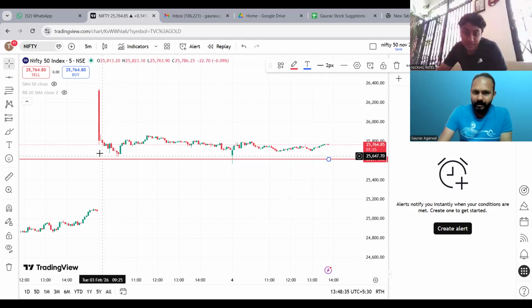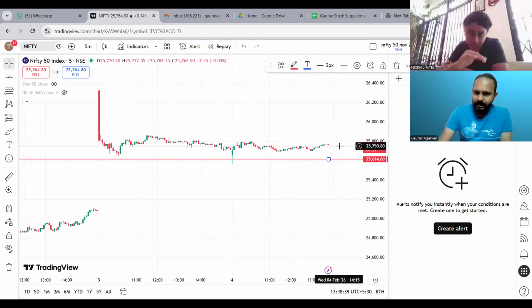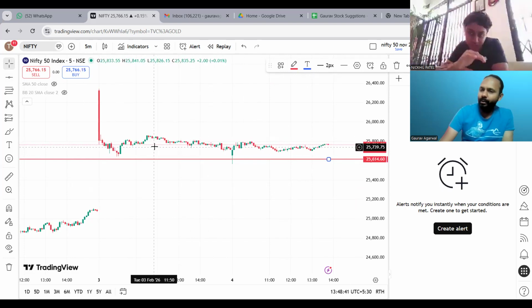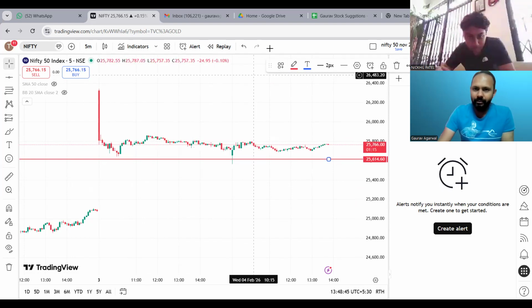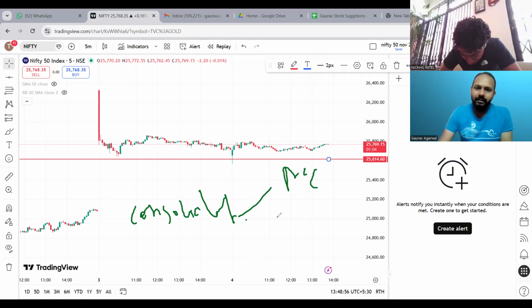Okay, so here it's probably a mix of buyers and sellers. That's why it's in consolidation, right? It is consolidation, but we don't know whether it's accumulation or distribution. Basically, there are two types of consolidation. One is accumulation, and the other one is distribution.